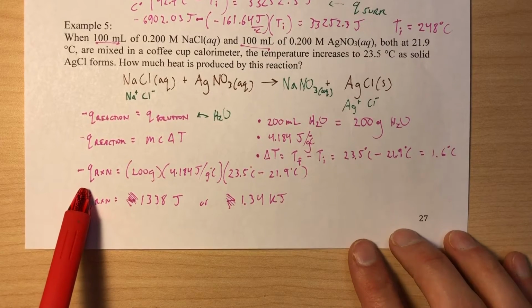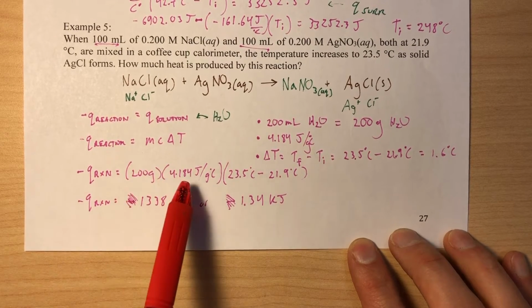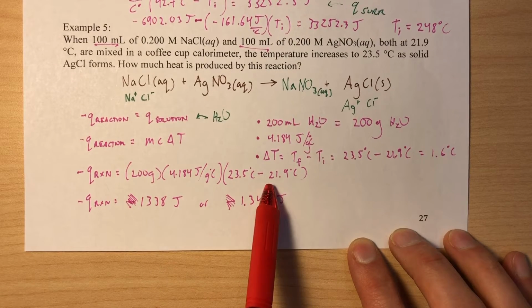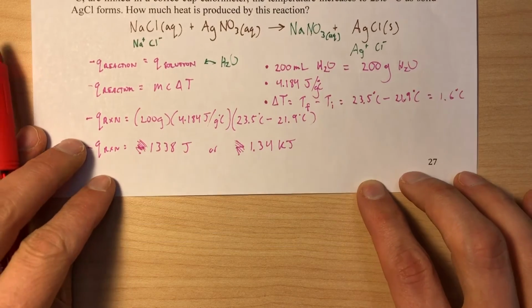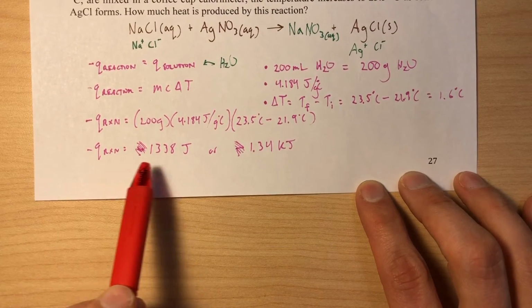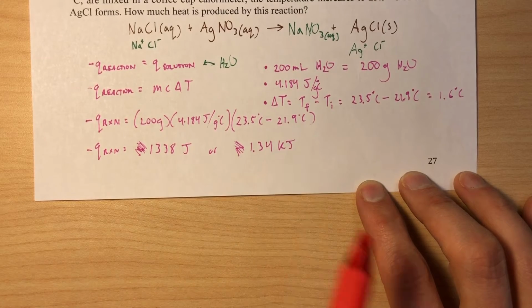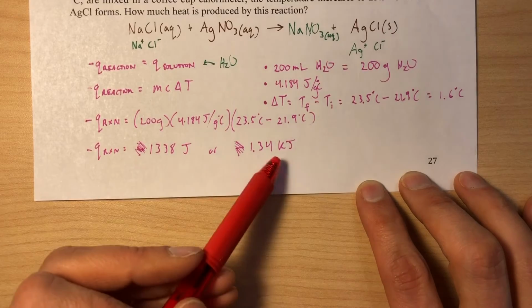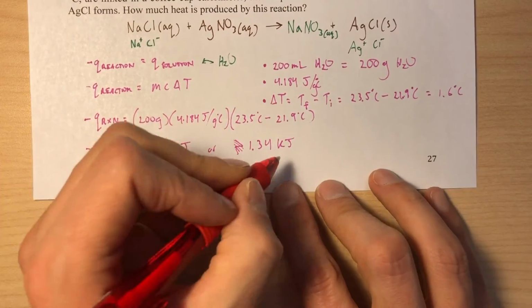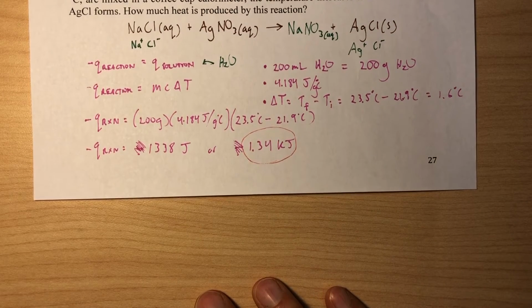Our Q reaction is going to be equal then to 200 grams times 4.184 joules per gram Celsius times the difference in temperature. So negative Q reaction is equal to 1,338 joules or 1.34 kilojoules. So 1.34 kilojoules, this is how much energy has been released by the reaction.